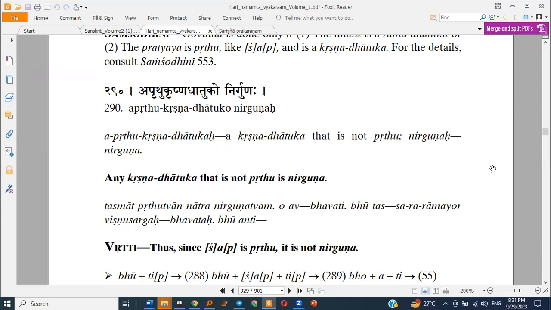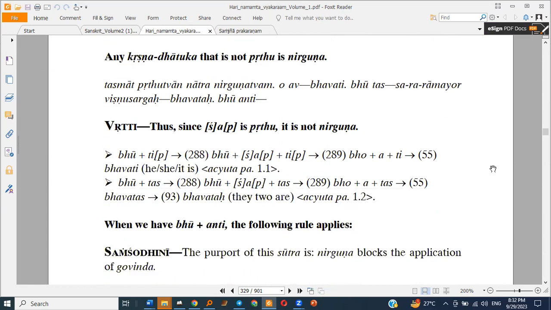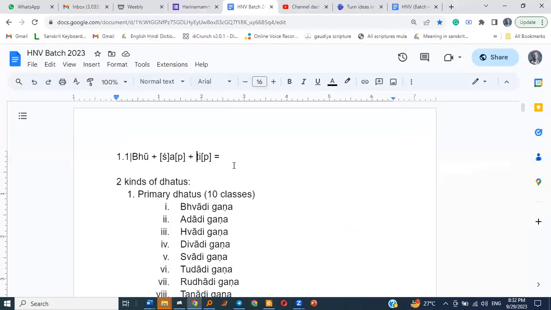Any Sarvadhatuka that is not Prithu is Nirguna. What is Prithu? Any pratyaya which has the indicated letter Pa. So if there is any Sarvadhatuka which is not Prithu, that would be considered Nirguna. Now Tip is Prithu, because it has Pa as indicated letter. So what we will do is, we will do Guna of U by the previous sutra. So we will do Guna of this U. So U becomes O and we get this.